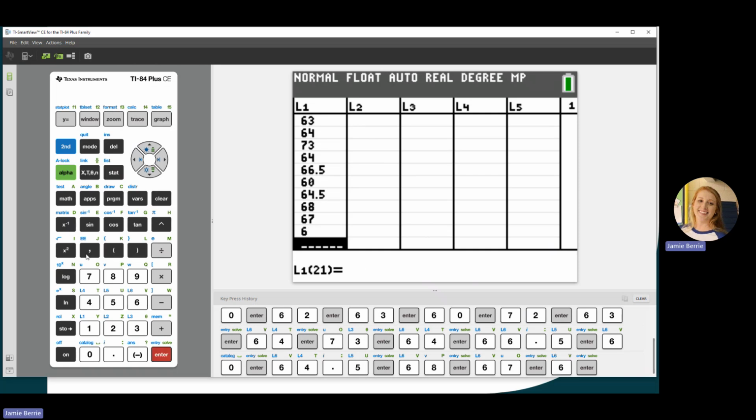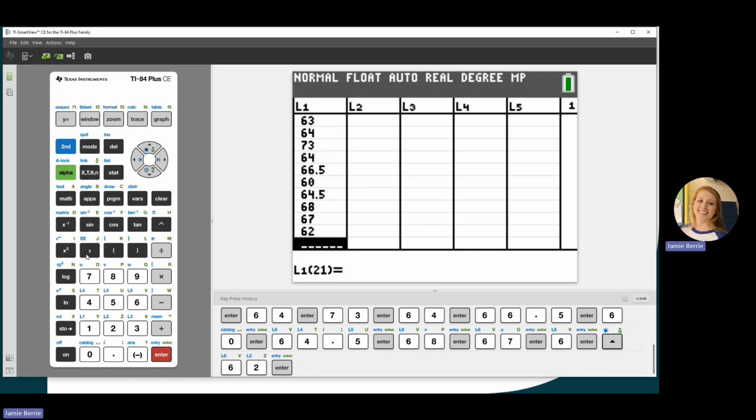All right, and then, always go back through and make sure you typed everything in correctly. That's what I'm doing now. Okay, so far, so good. All right, everything looks good.